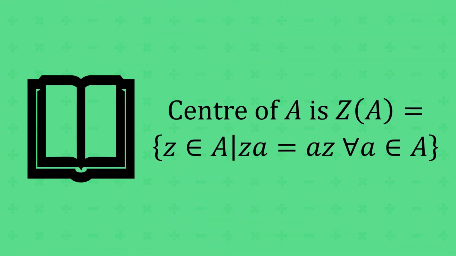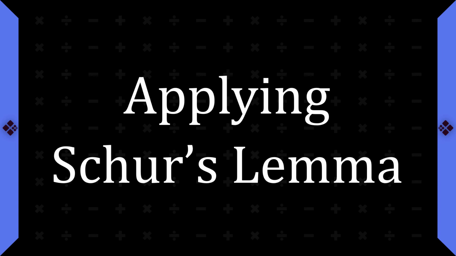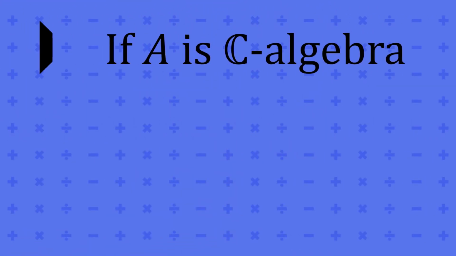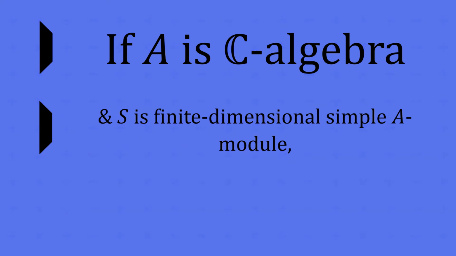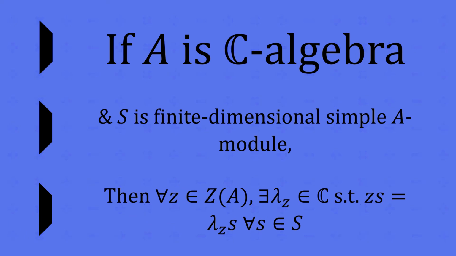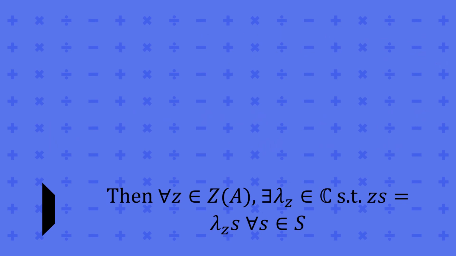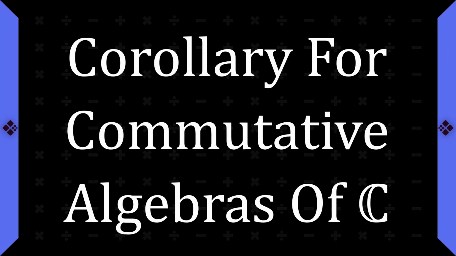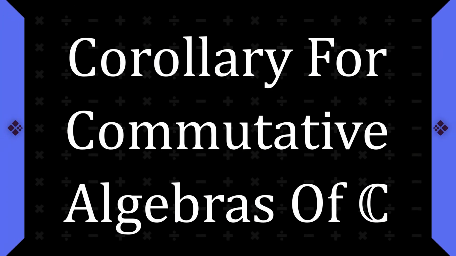Now, let's move on to defining the center of an algebra. The center of A is the set of all elements of A which commute with every element in A. Then, by applying Schur's lemma, we get the following result. If A is an algebra over the complex numbers, and S is a finite dimensional simple A module, then for all z in the center of A, there is some lambda_z in the complex numbers such that zs is equal to lambda_z s for all s in S.